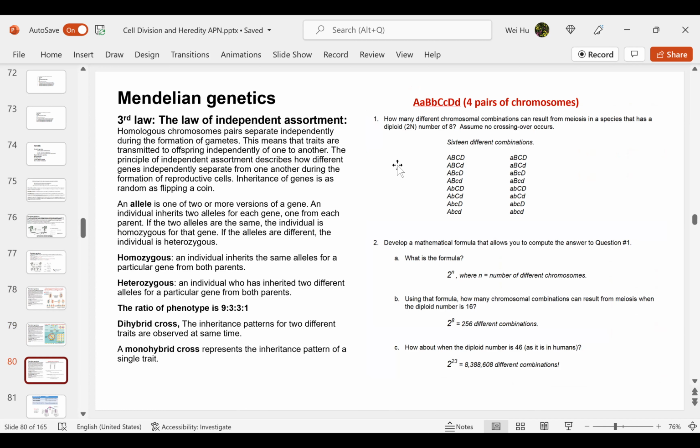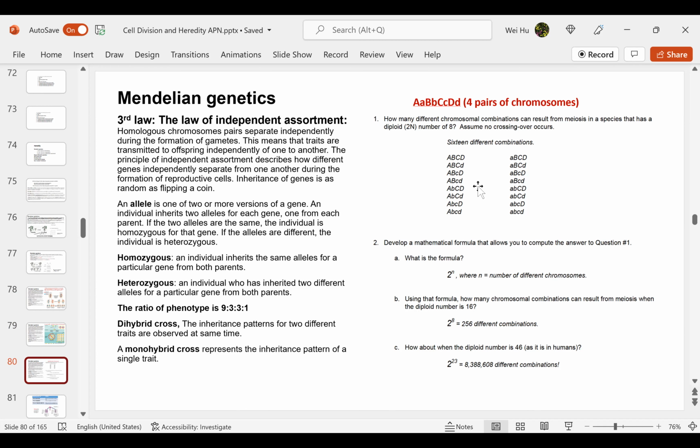I already gave you examples where you only have 2 pairs of chromosomes, but most organisms have more than 2 pairs. Such as you and me, we have 46 chromosomes, 23 pairs, correct? So if you only have 4 pairs, you want to look at how many combinations you can have.